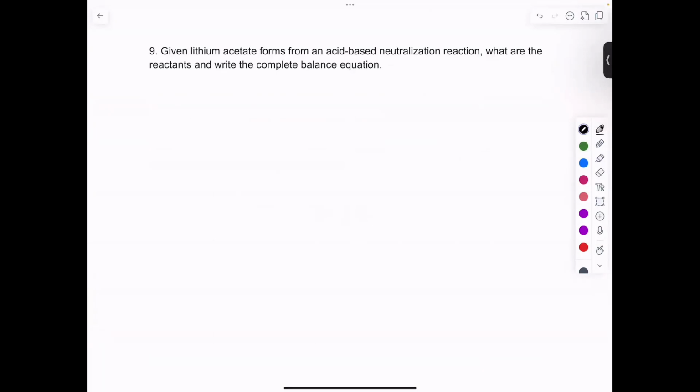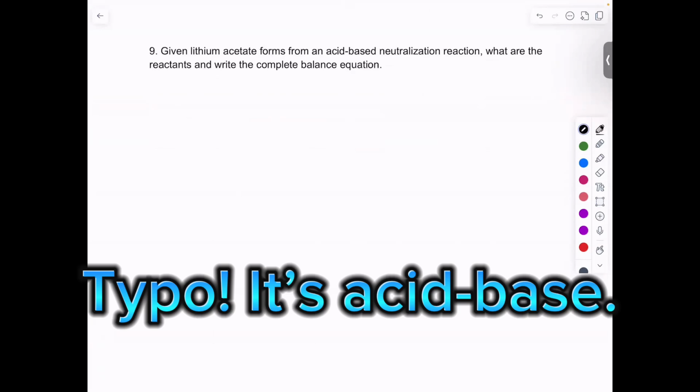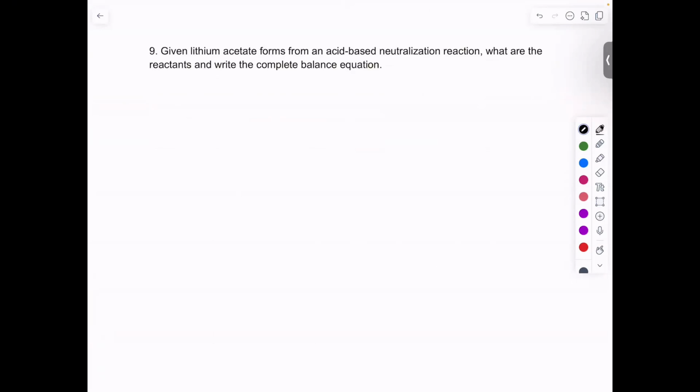Number 9, it says given lithium acetate forms an acid-base neutralization reaction, what are the reactants and write the complete balanced equation? All right, so what they're asking here is, it's kind of a sneaky way of getting you to come up with the entire acid-base neutralization reaction from reactants all the way to products. You're basically working your way backwards, all right?